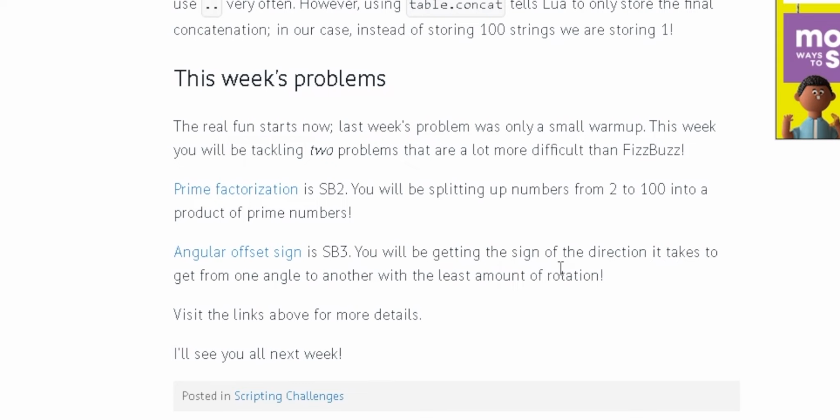Today we're doing problem number 3 of Snackbreak, which tells it to detect how far away from the direction, the fastest way, with the least amount of rotation.